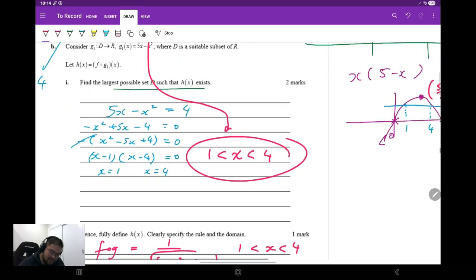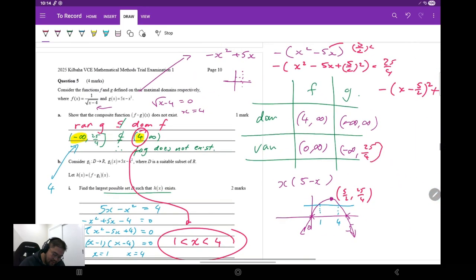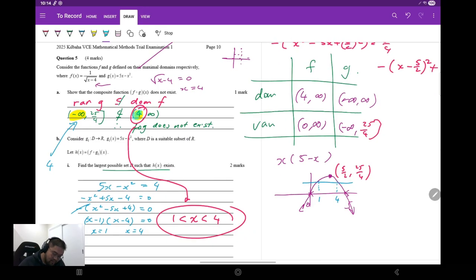So the key thing here is to recognize that when you've got f∘g and g∘f, if it's not defined from this step here, how do we knock it so that it is defined? Okay, and what we knocked was the range. So as a result of that, to get this range, what did we need to restrict the domain to?